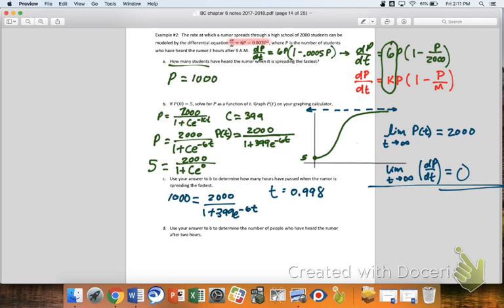hours. So that would be P is equal to 2,000 over 1 plus 399 e to the negative 6 times 2, or e to the negative 12th. Again, obviously a calculator exercise. Nick seemed to indicate that there was like a fraction of a person that heard the rumor. What was the number you came up with?